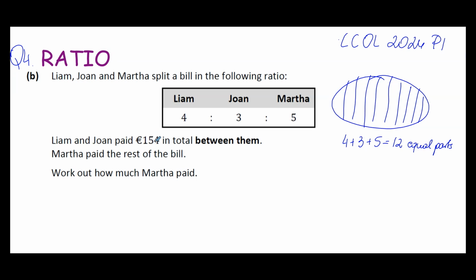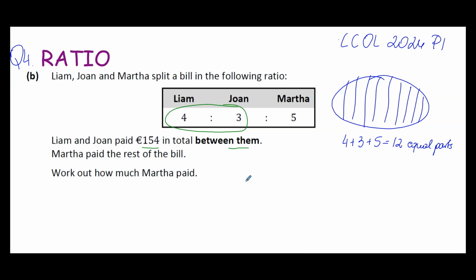Liam and Joan paid 154 euros. So those two paid 154 euro in total between them. Martha paid the rest of the bill. So now we have to do what? Work out how much Martha paid.